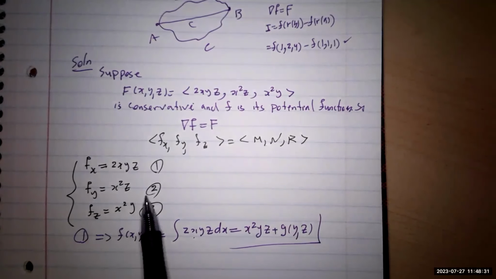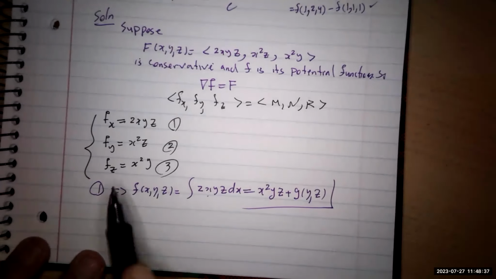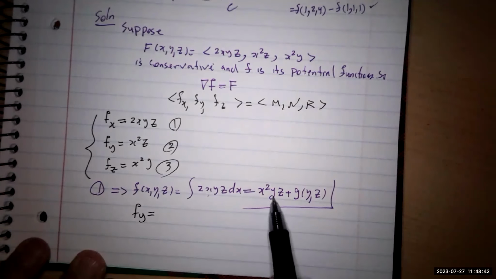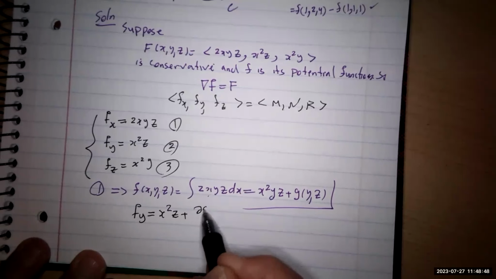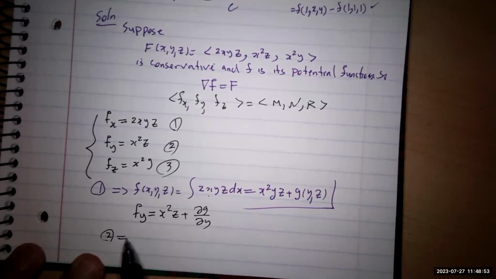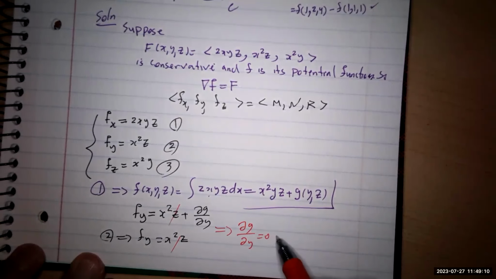Okay, so I want to check to see if there is any y or z in it. So differentiate with respect to y. So f sub y, with respect to y, this would drop down, so we get x squared z, and the derivative of g with respect to y. But you have it in number 2, that f sub y is x squared z. Compare them together, these two would cancel out. So this is it, your partial g, partial y would be 0. That's it, which is no good.